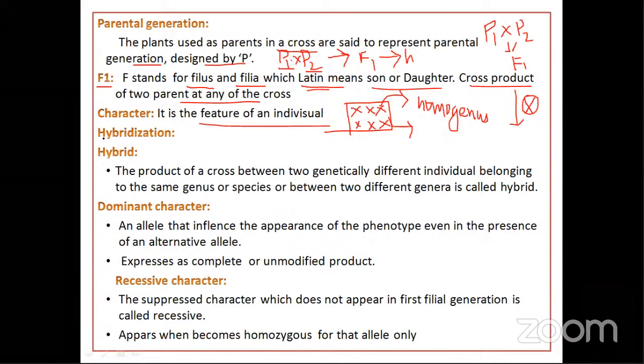Then hybridization is the process of crossing two pure lines or inbreds to produce progeny having superior performance to both parents or any one of the parents. Getting heterosis or hybrid vigor is the main purpose of hybridization. So what is a hybrid? A hybrid is the product of crossing between two genetically different individuals. They may belong to the same species, the same genus, or between two genera.